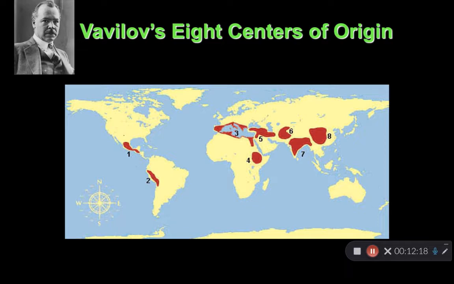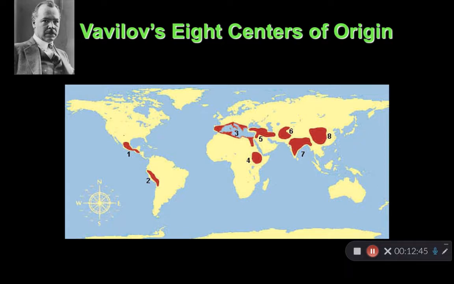And you'll notice that there are none in North America. There is a major center in Mexico, which is center number one. And then there's a major center on the western coast of South America, the northwest coast of South America. And those are the two American centers. Center three is in Central Asia. This is the one I mentioned earlier. And there are centers that go all the way into China.